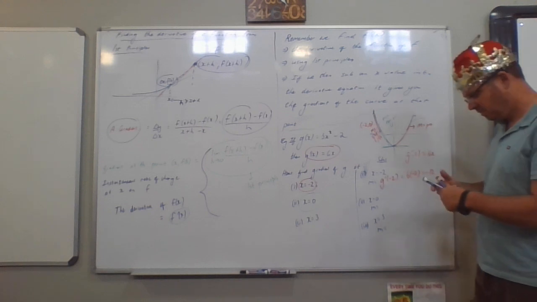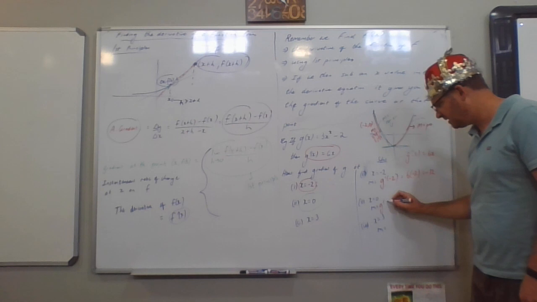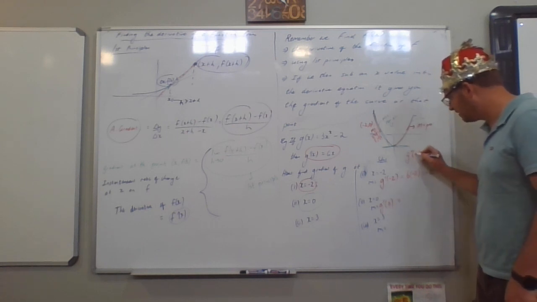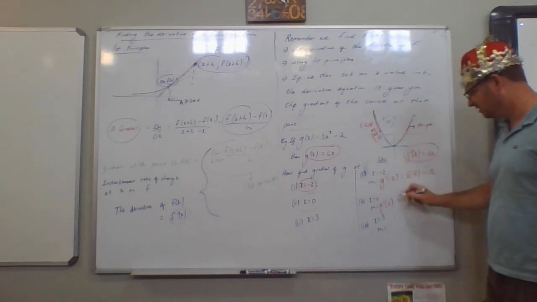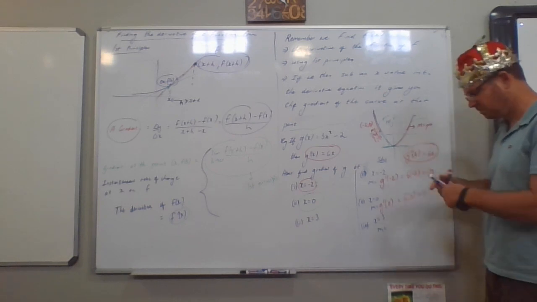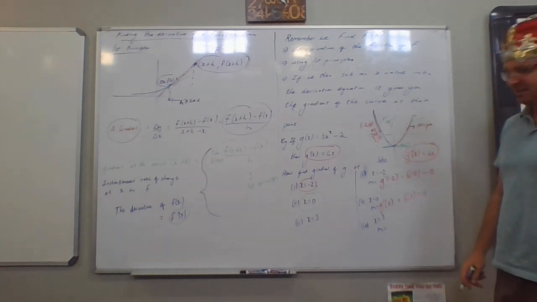But let's just check. We know we can find the gradient by subbing into the derivative equation. So the gradient is going to be equal to g dashed of 0. g dashed of x is equal to 6x. So g dashed of 0 will be equal to 6 times 0, which is 0, which is what we expected. At this point over here, the gradient is equal to 0.